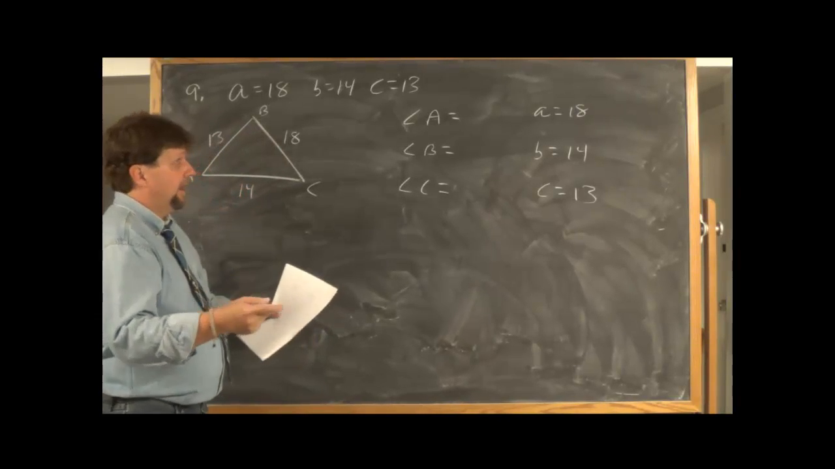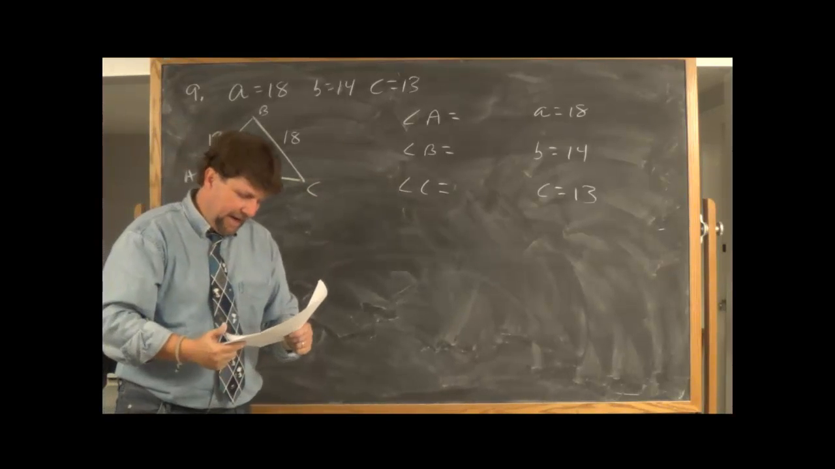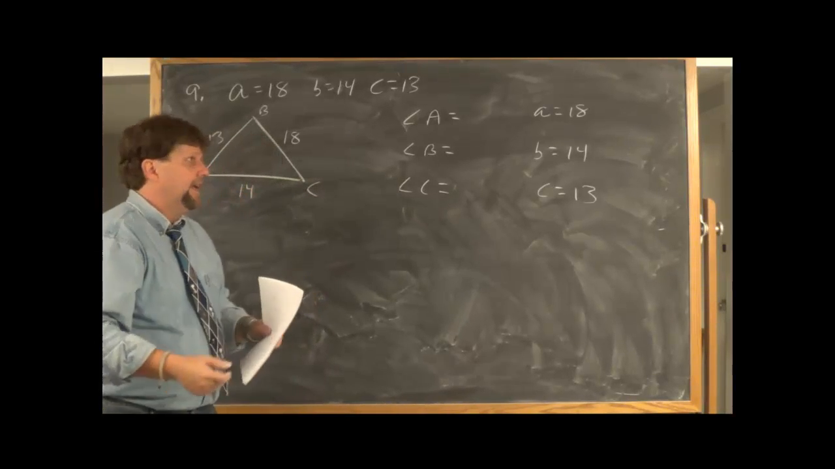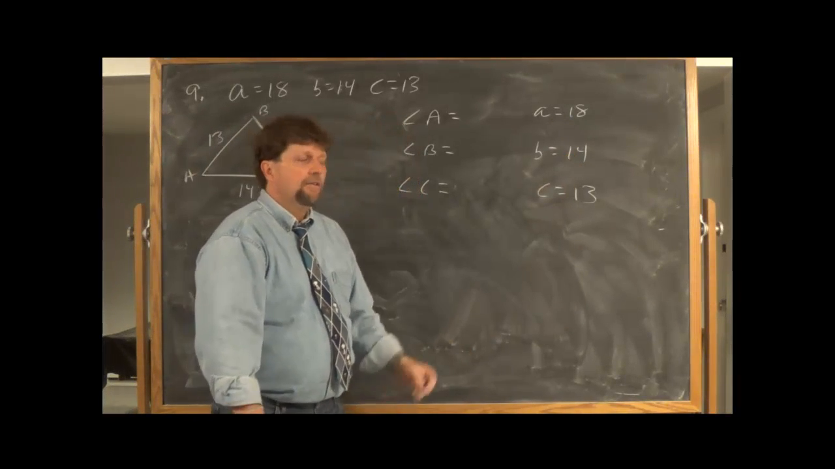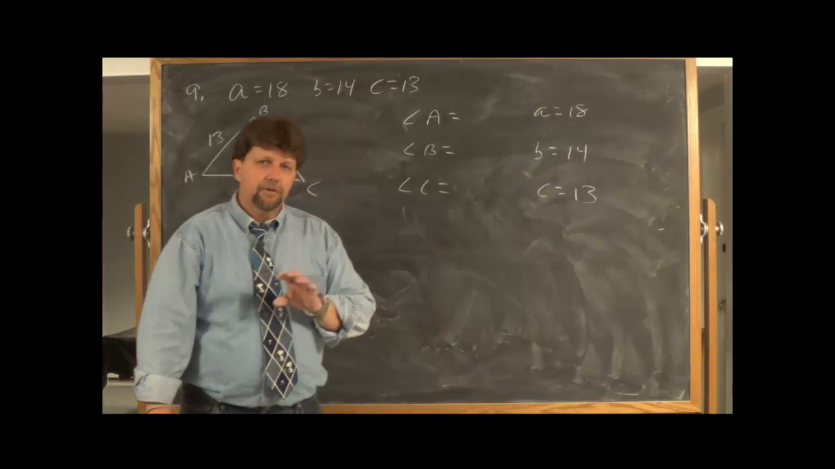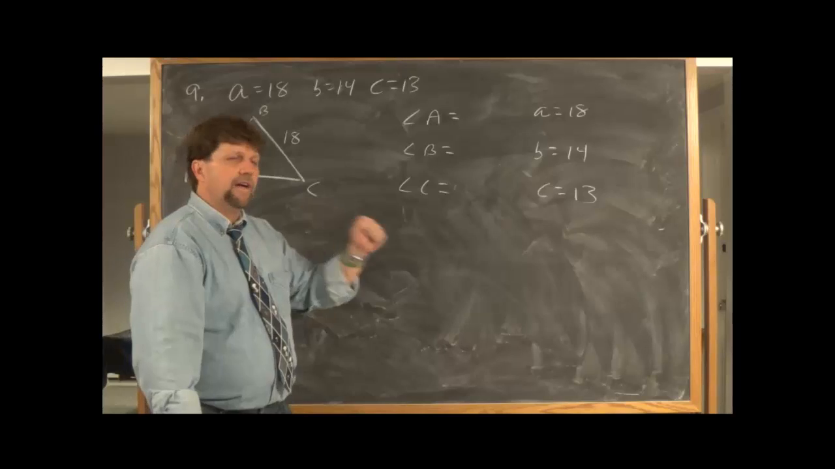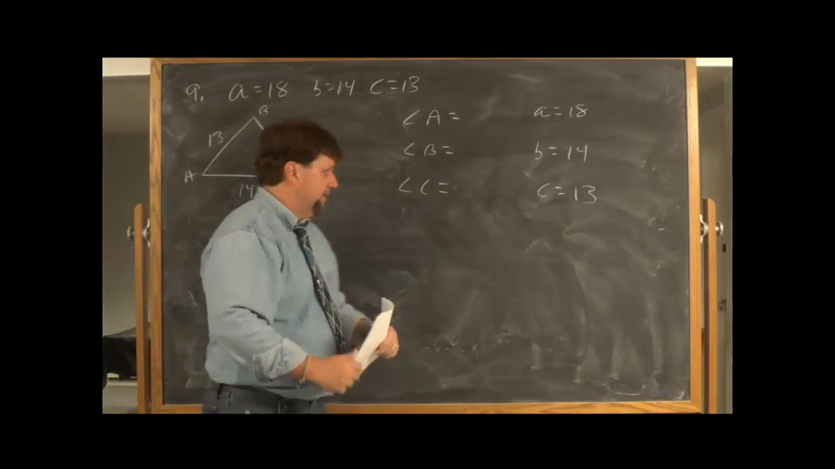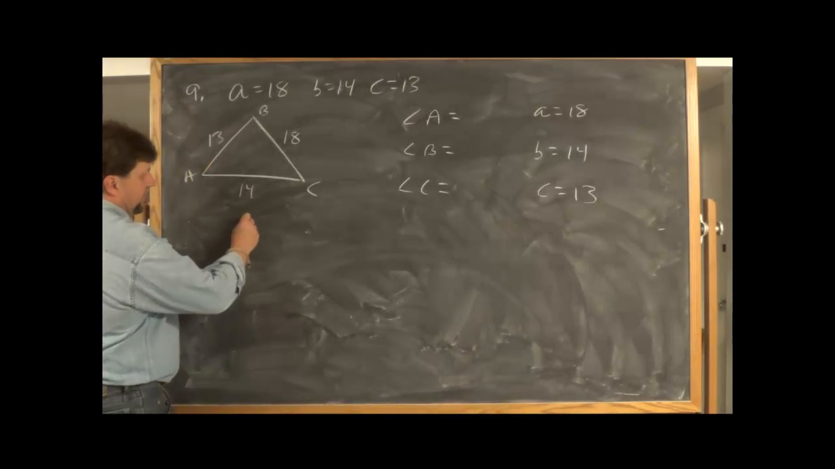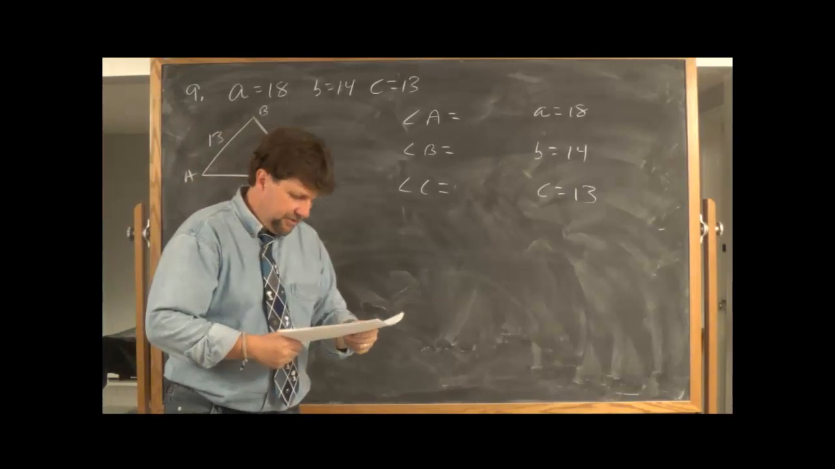So here, I'm given the measurement of all 3 sides. These would be my guidelines for you. If you are given the 3 sides, find the largest angle first. It's going to save you a lot of grief. Just find the largest angle first. So here, that angle is angle A. So I'm going to find angle A first, and I'm going to use the law of cosines.